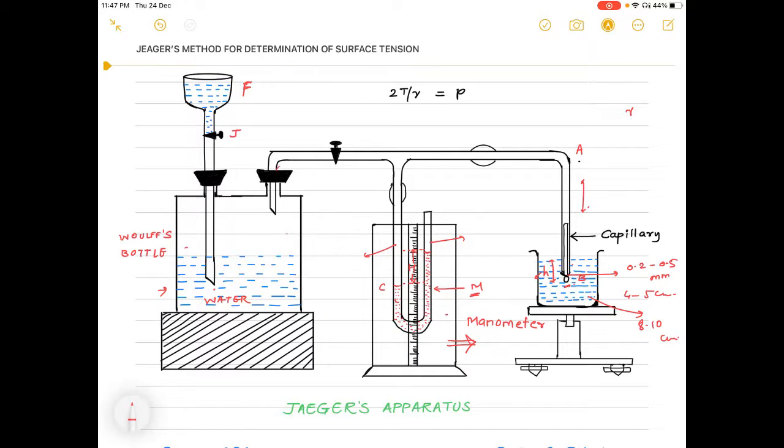So that air is passed through this tube AB. The water which has entered inside tube AB due to capillary action will slowly start moving out from this tube, and at the end an air bubble will be formed at the tip of the tube AB at point B. The diameter of that air bubble will go on increasing as the pressure inside that bubble is increasing.